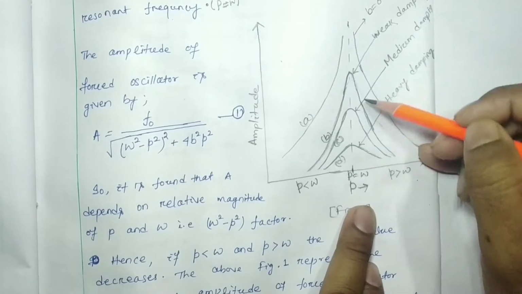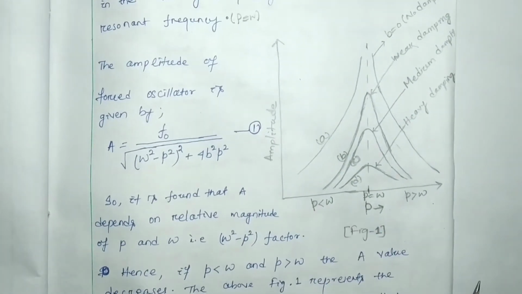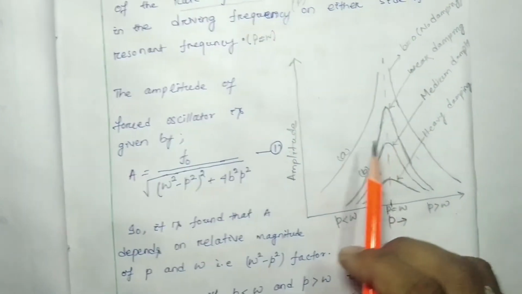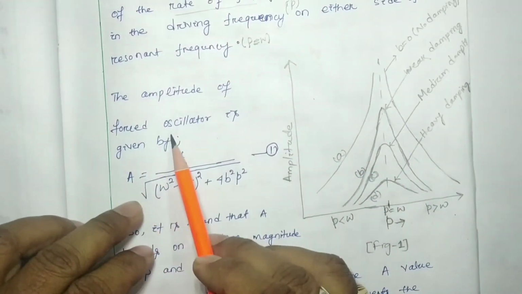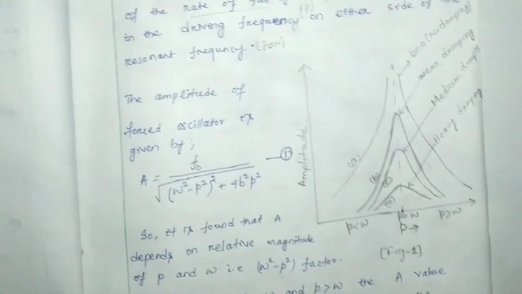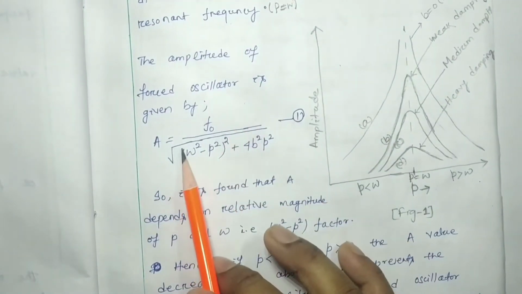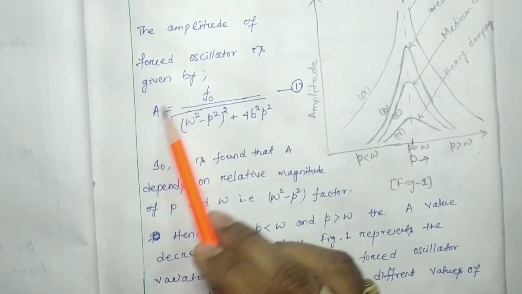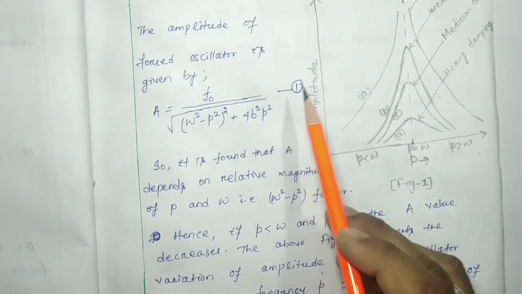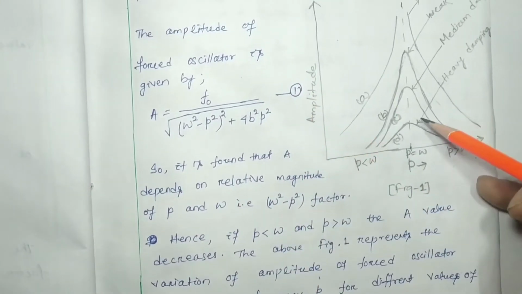So what is the physical meaning of these curves? I am going to explain. See, the amplitude of the forced oscillator is given by, we know these things previously. As this is another section, here I represented this one as equation number 1. Carefully you have to write the note and carefully you have to draw this figure.